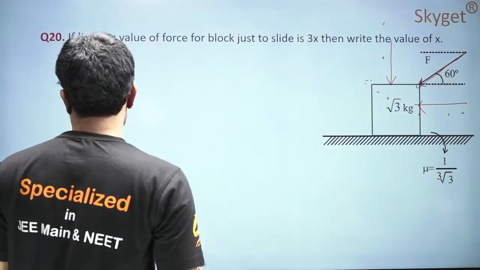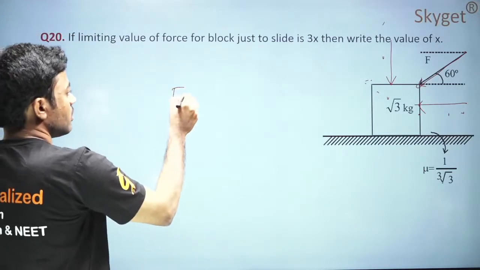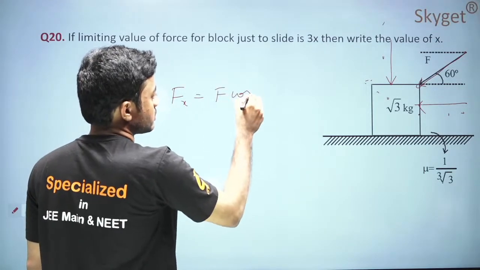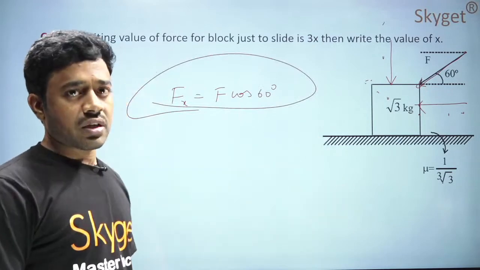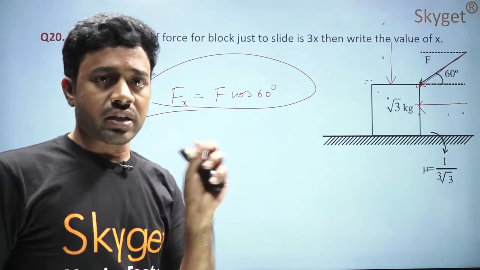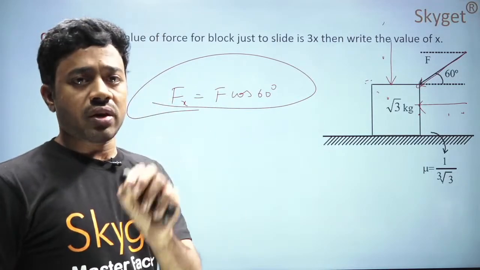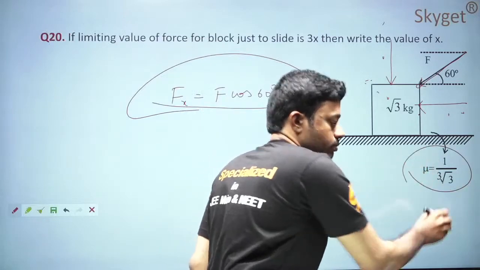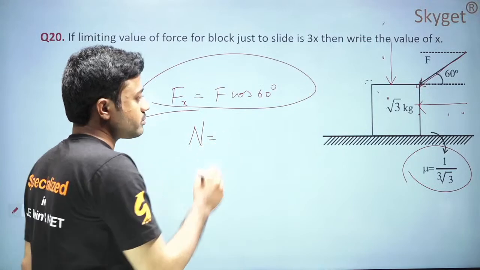So here obviously the force in the horizontal direction, let it be Fx, is equal to F cos 60 degrees. This applied force is equal to the limiting frictional force. To find the limiting frictional force, first you have to find the normal reaction. Obviously here he has given the coefficient of friction mu. So you have to find the normal reaction N.